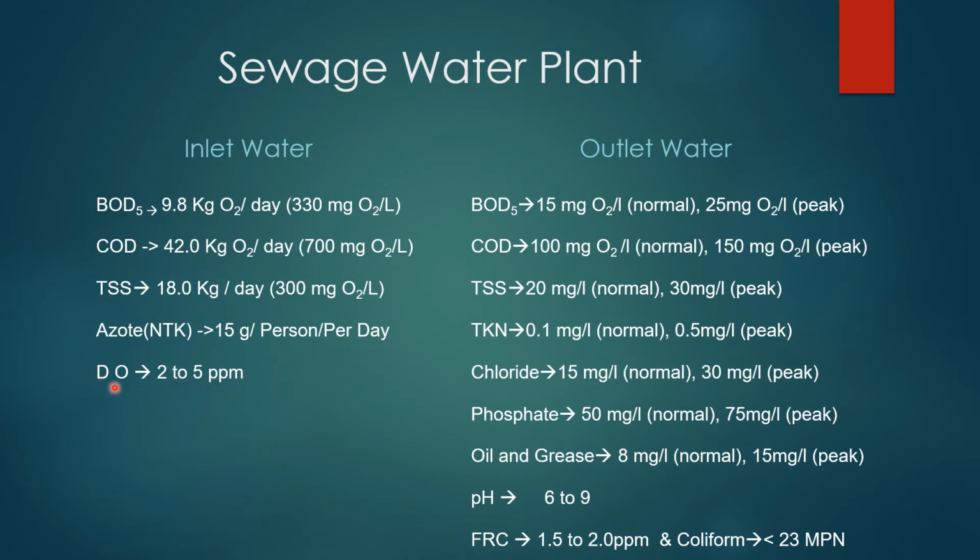And we have to maintain dissolved oxygen in the equalization tank at the inlet of the sewage treatment plant around 2 to 5 ppm. It should be maintained in the equalization tank as well as the aeration tank.